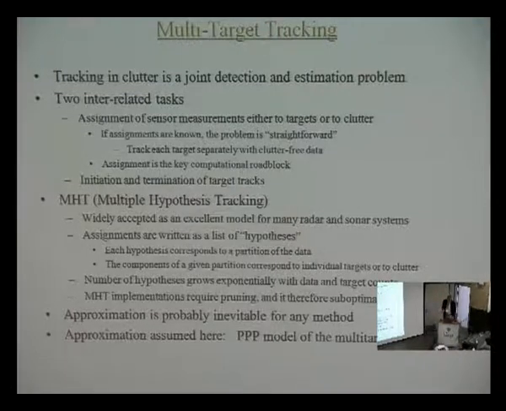So it's a joint detection and estimation problem. I think others have said that. There's no reason why I shouldn't say it too then. The two are interrelated tasks. You have to assign the sensor measurements to targets. Which target, if you have more than one. Decide that they're there, in that case. Or you can assign them to clutter.